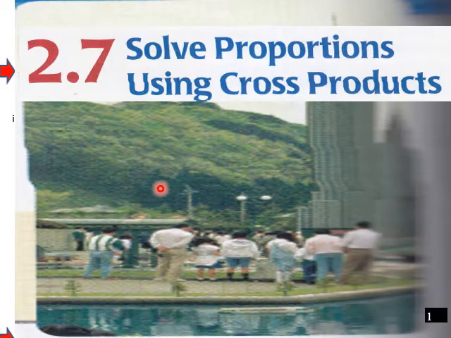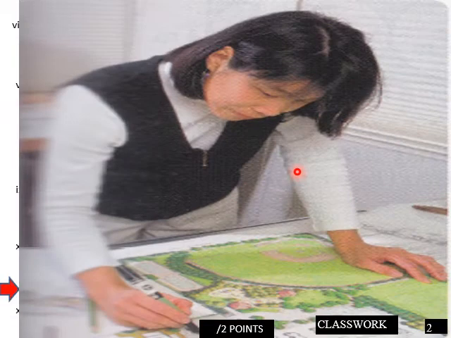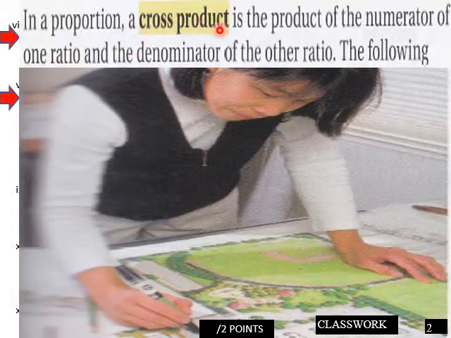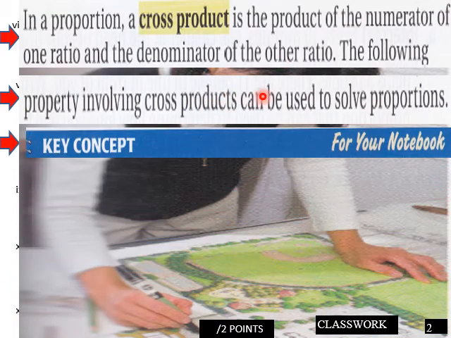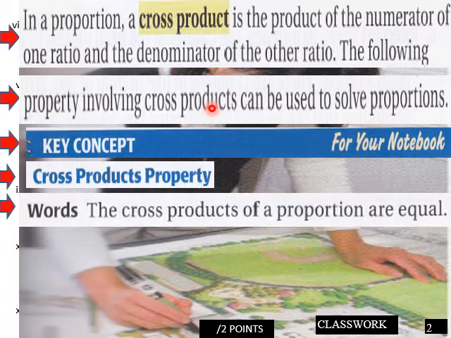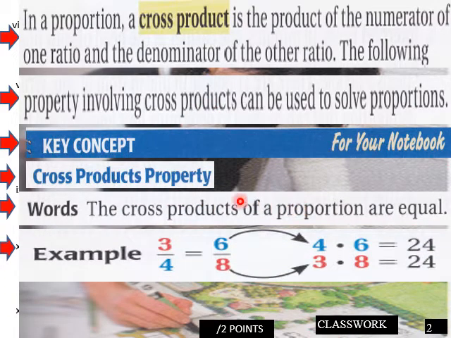We're going to go right into our lesson now, 2.7, using proportions and also using cross products to solve proportions. We use the multiplication property of equality. In a proportion, a cross product is the product of the numerator of one ratio and the denominator of the other ratio. The following property involving cross products can be used to solve proportions. Here we have the cross products property: the cross products of a proportion are equal.